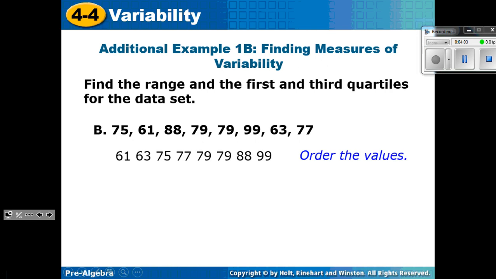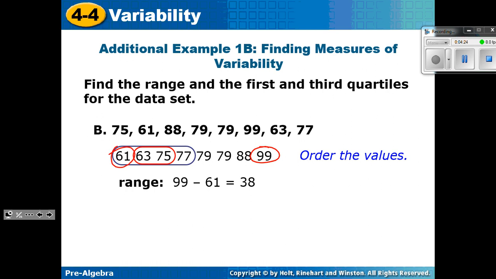Got to put the numbers in order. Actually, people make mistakes on that. You might want to make sure that you count to make sure you have the same number of numbers, 1, 2, 3, 4, 5, 6, 7, 8 in both lists. Make sure you got them all there. If you mess that up, the whole thing's in trouble. Okay, then to find the range is just the high value minus the low value. Gives you 38 for the range.